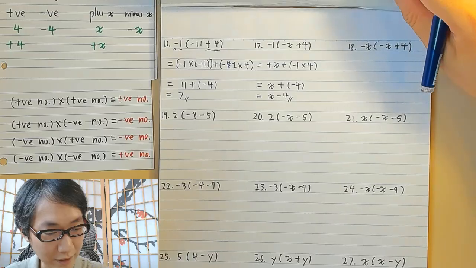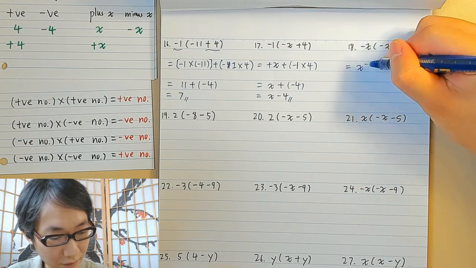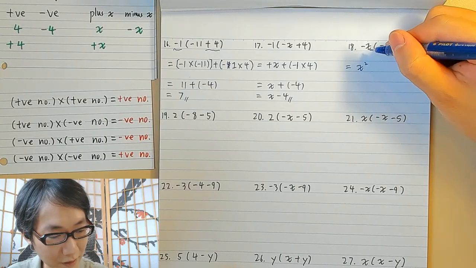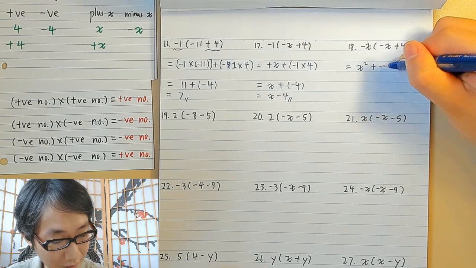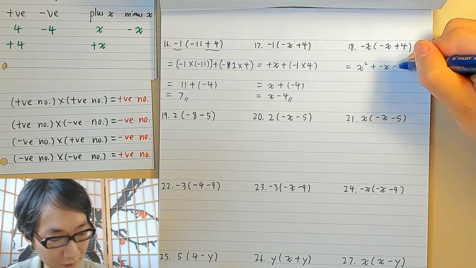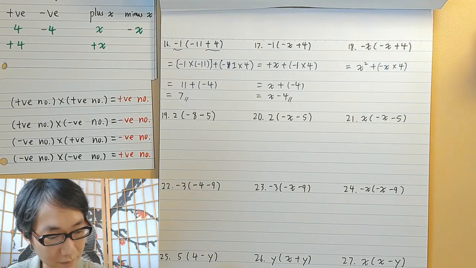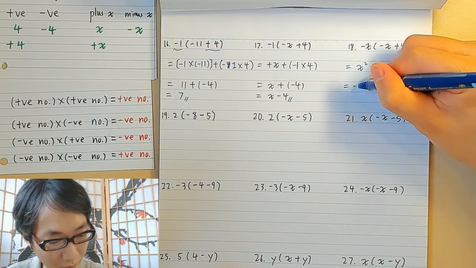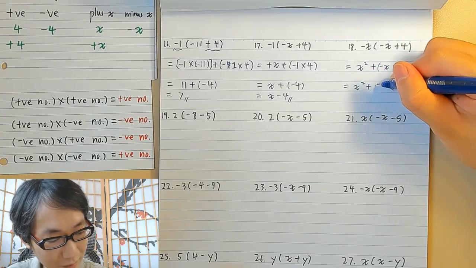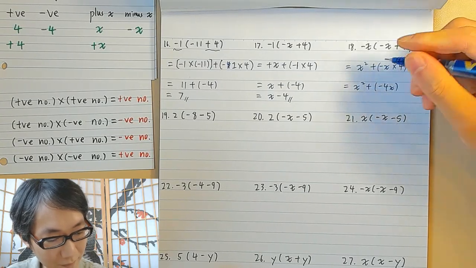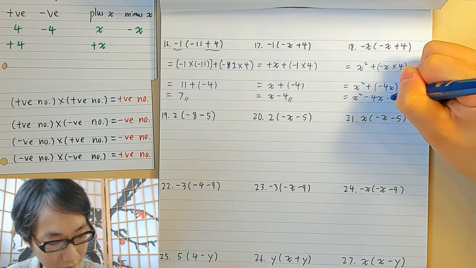Number 18. Plus x squared, first term, second term, and minus x times positive 4. That will give us x squared and negative 4x. So this will be x squared minus 4x.